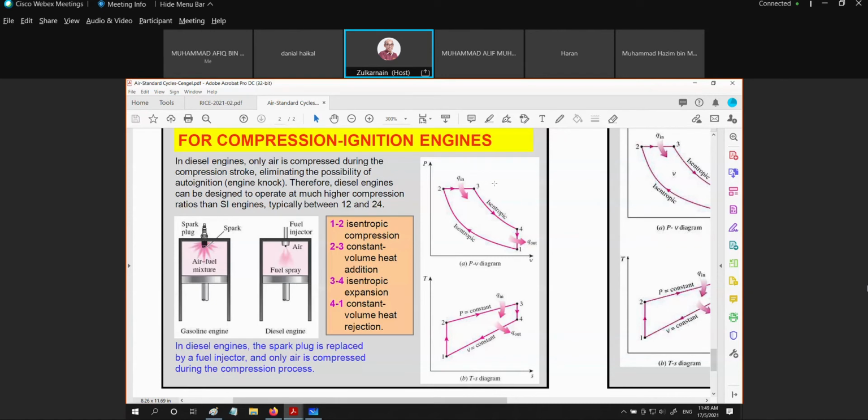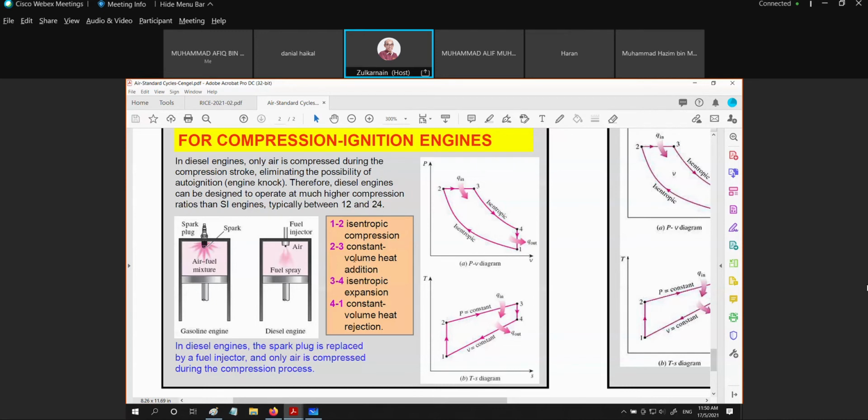And then after that, we have the expansion process 3 to 4. And again, we have the heat rejection process 4 to 1, the same as the Otto cycle, done during an isochoric process. Okay, so 1 to 2 isentropic compression, 2 to 3 constant, 2 to 3 is constant. Oh, this is not right.